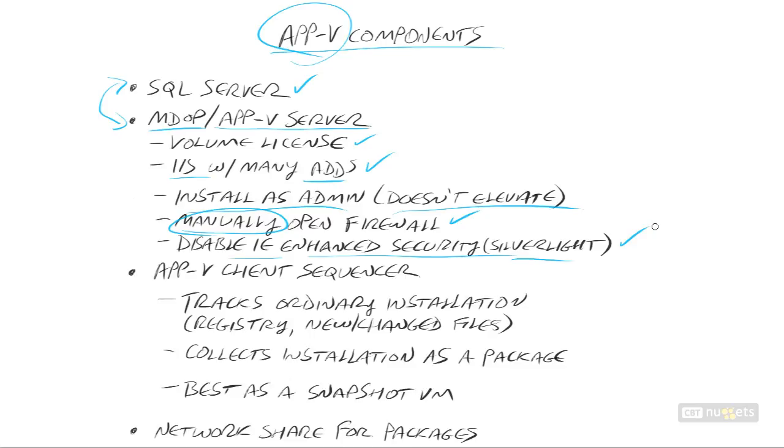Okay. The App-V client sequencer is going to appear on whatever operating system you plan to deploy your application to. So maybe I've got 1,000 Windows 8 clients in my environment. Well, I'll take an App-V client sequencer.